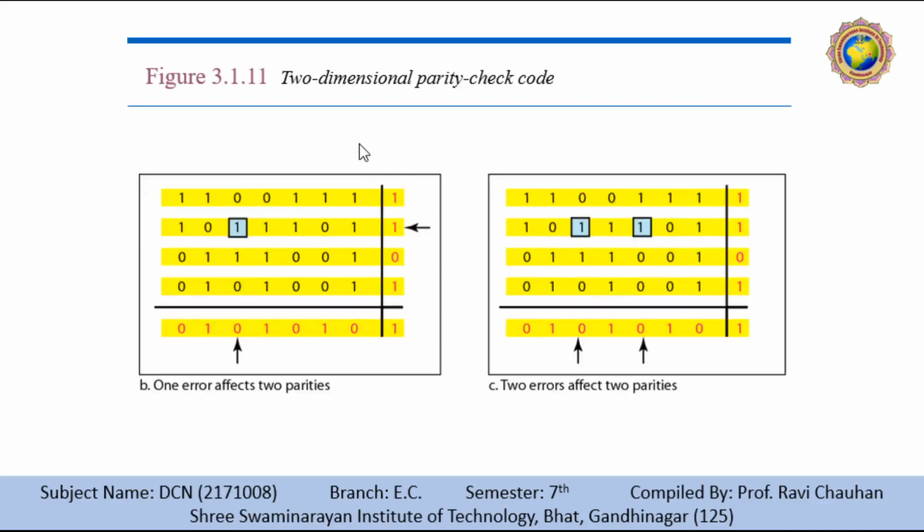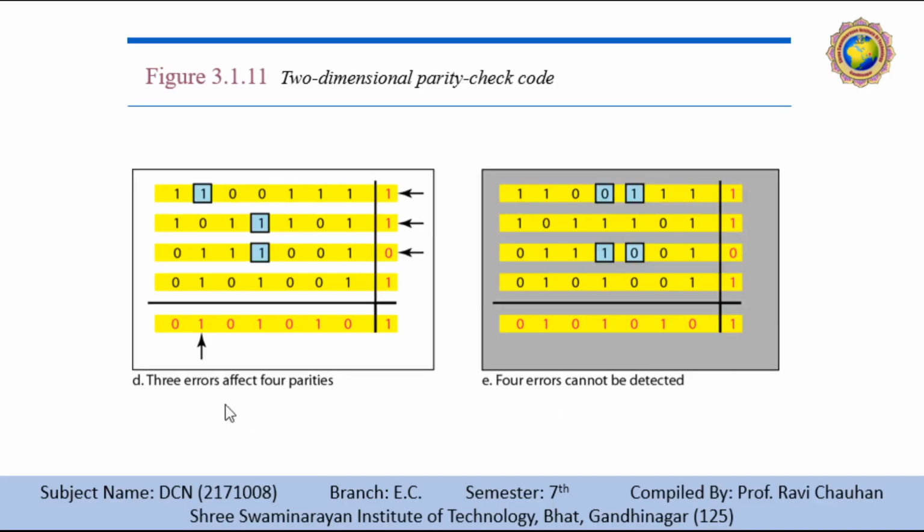Yes, this figure shows the two-dimensional parity check error. Over here the arrow shows one error affecting 2 parities. 2 errors affect 2 parities, 1 parity and a second parity. Over here 3 errors affect 4 parities, 1 2 3 and 4. A 4-bit error cannot be detected over here. So it is very easy to understand with the diagram.